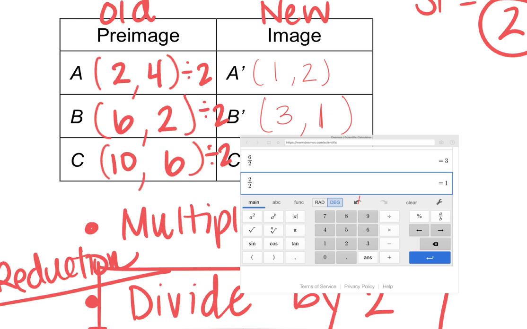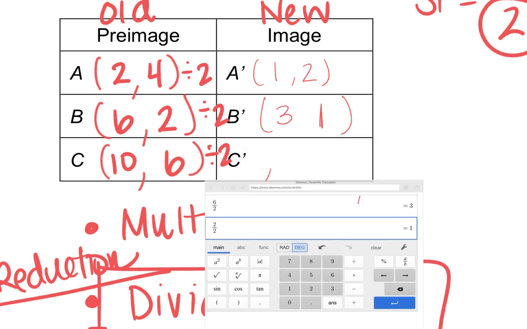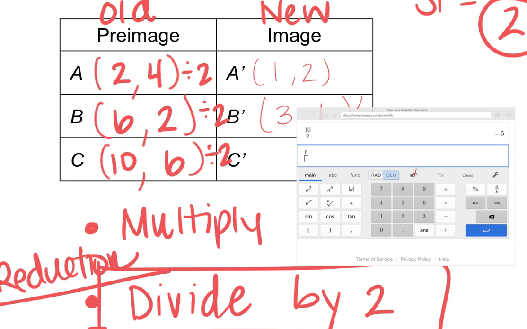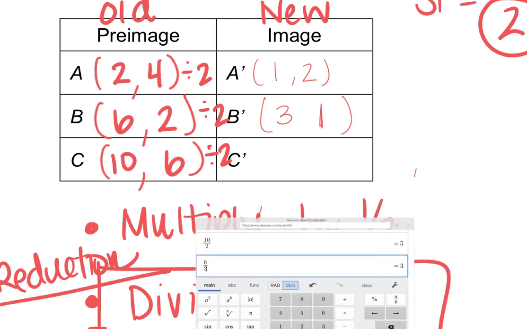Let's do c for our last part here. So it's 10 divide 2. If I use my Desmos, I know it's going to be... let me just move this a little bit more to the top. There we go. Then just grab what I need. 10 divide 2, 5. Okay, and I'm going to do the other division just in case I'm having trouble again using Desmos. Let's do 6 divide 2, and I get 3. So it's 5 comma 3 for my point here.